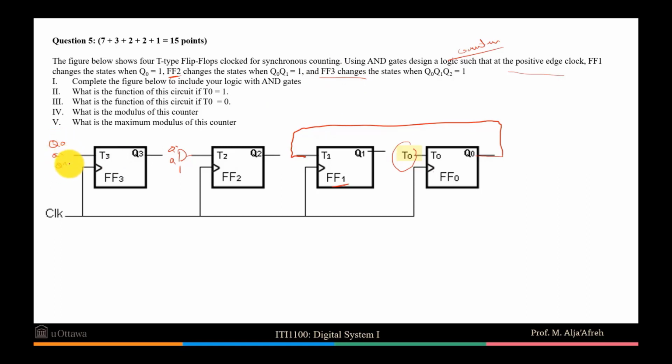AND gate between all of them together. Or what you have to do, since you already implemented this, is make this AND gate just an AND between this one and the loop back from Q2. Okay? And this is how we can do it.